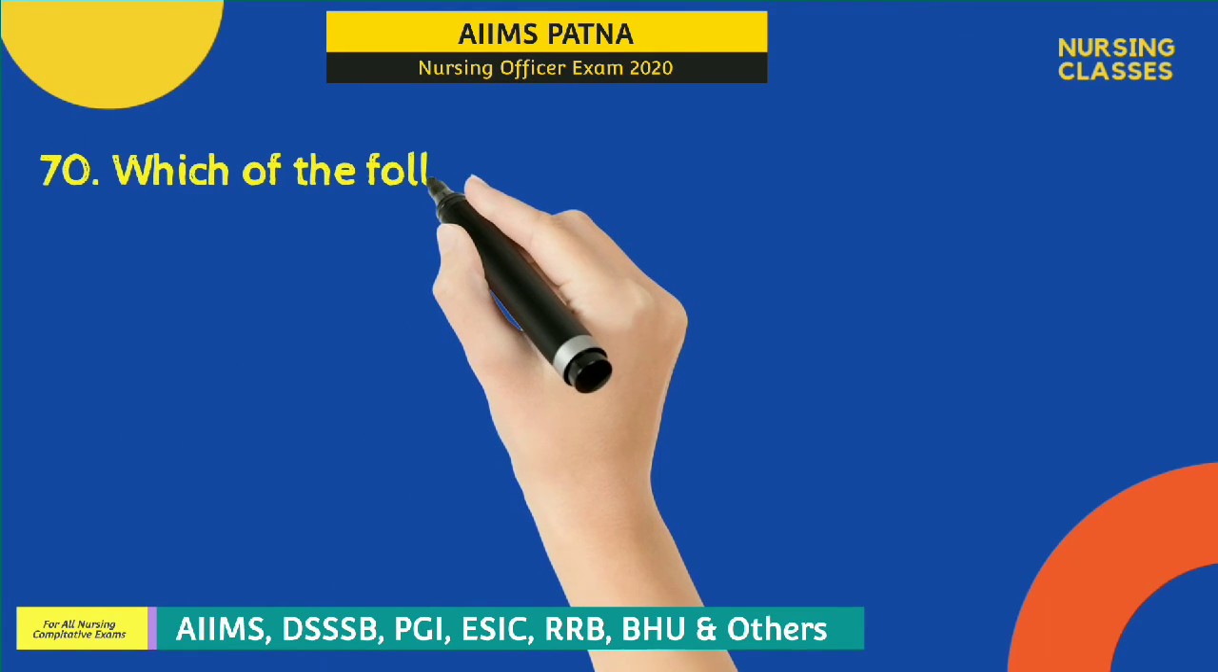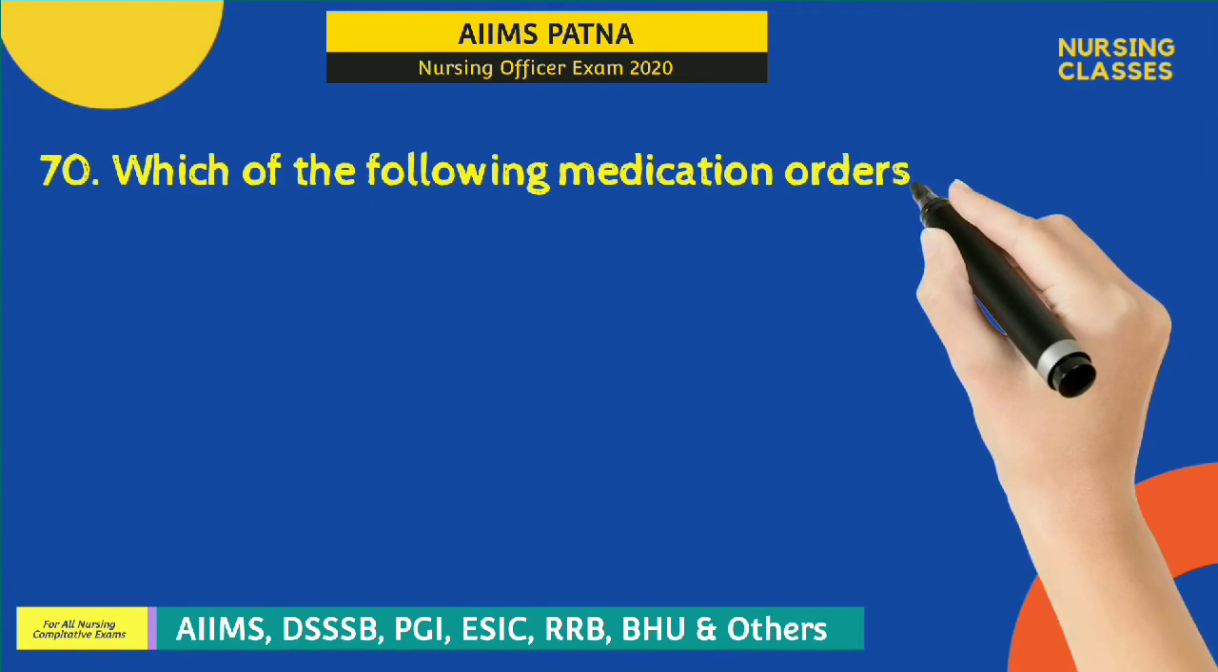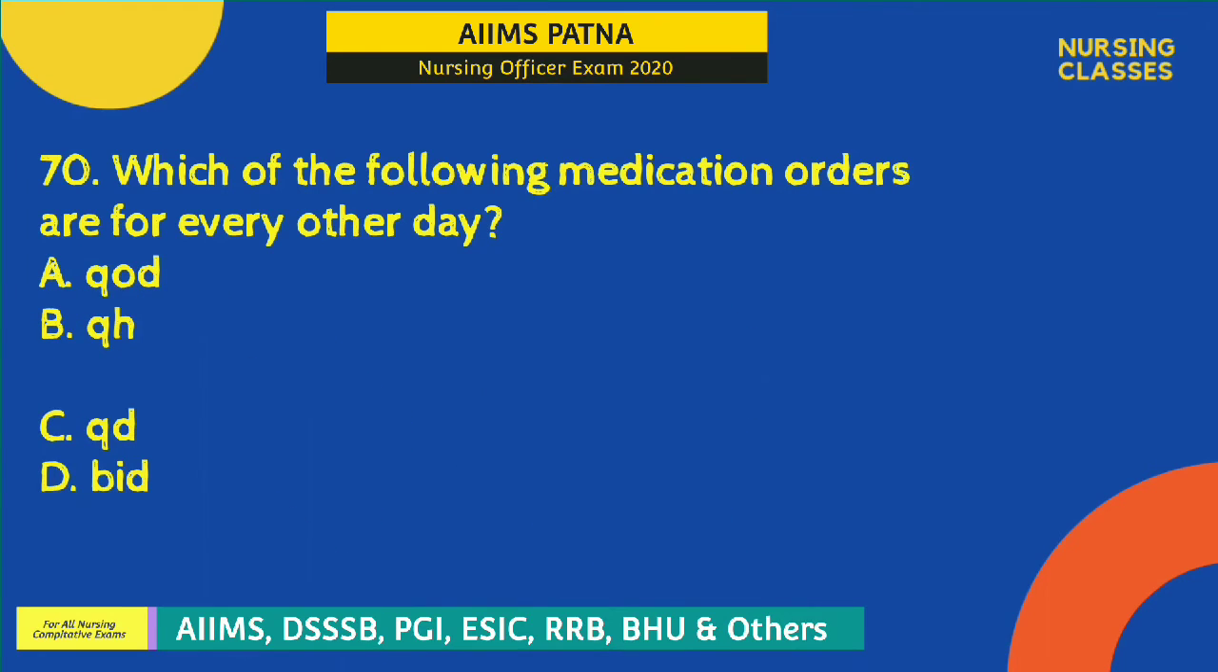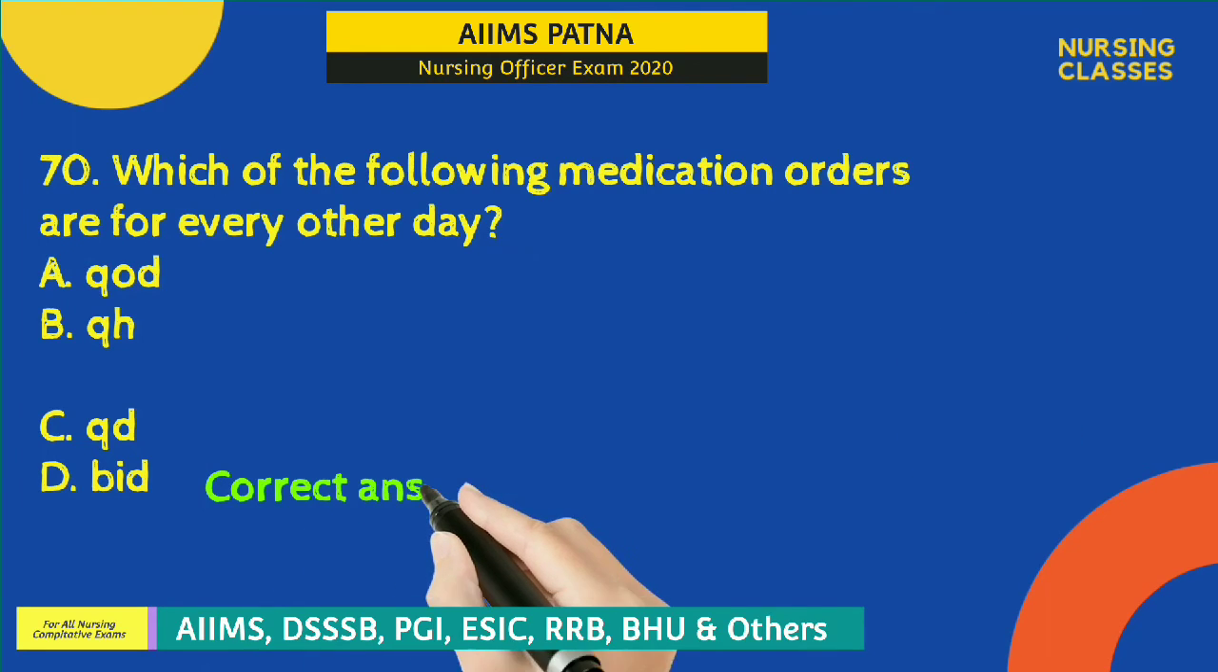70. Which of the following medication orders are for every other day? A. QOD, B. QH, C. QD, D. BID. Correct answer A. QOD.